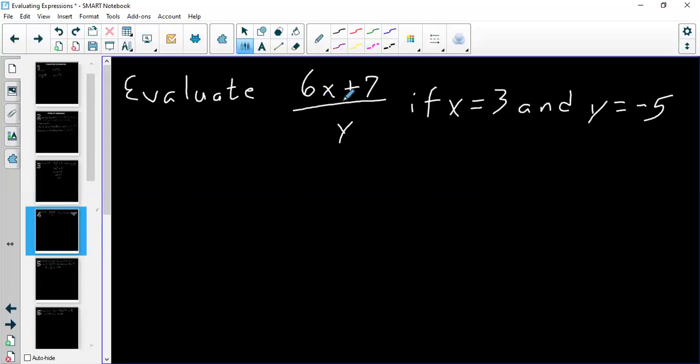All right, next one has a fraction bar, so we have a grouping symbol here. Same concept. We're told what x is, and we are told what y is. So I'm going to replace x with 3. So 6 times x becomes 6 times 3. So I've taken care of 6 times 3 plus 7 divided by, and in the denominator, y is negative 5.